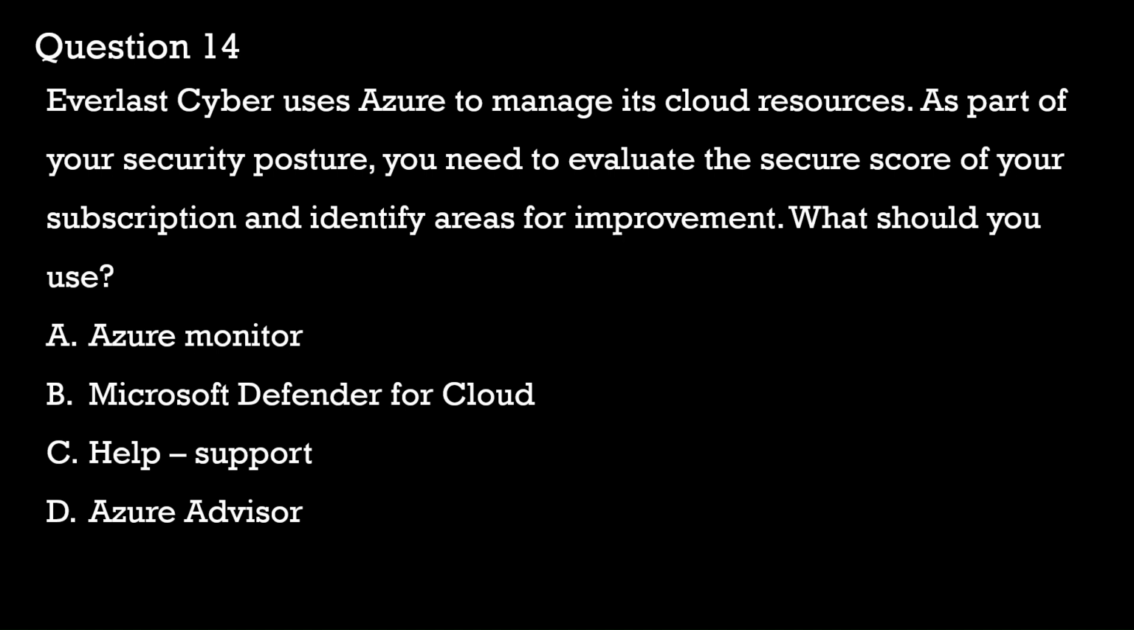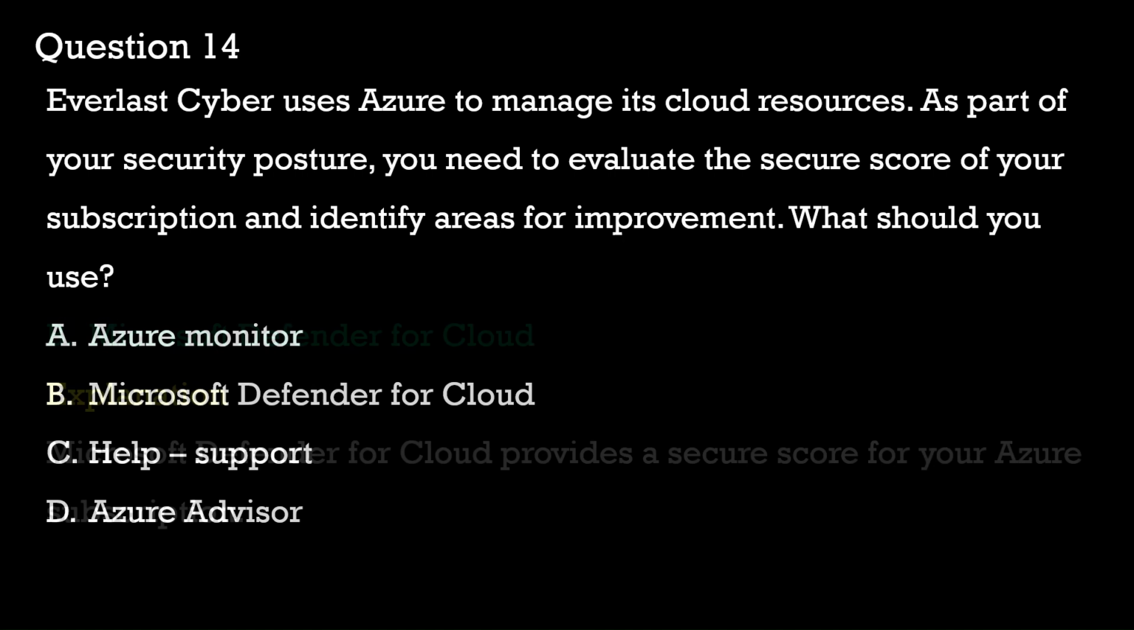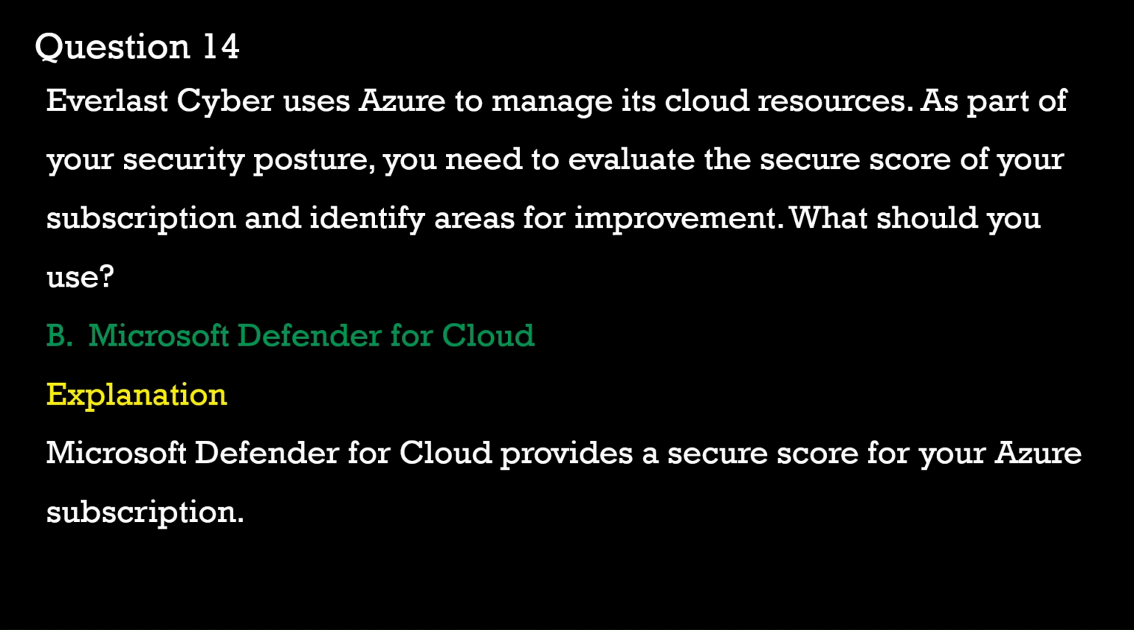Help Support provides support options but not security scoring, while Azure Advisor offers best practice recommendations for performance, cost, and reliability. However, it is not focused on security scoring. The one that should be used here is option B, Microsoft Defender for Cloud, because it helps you to monitor, assess, and improve the security of your cloud resources.